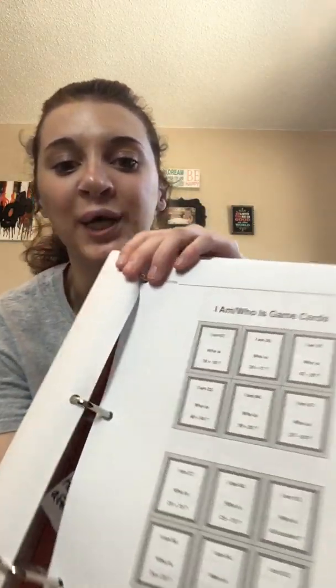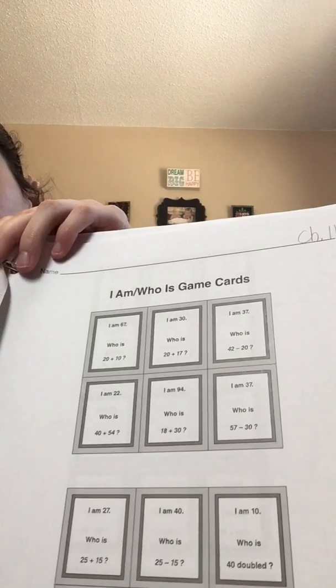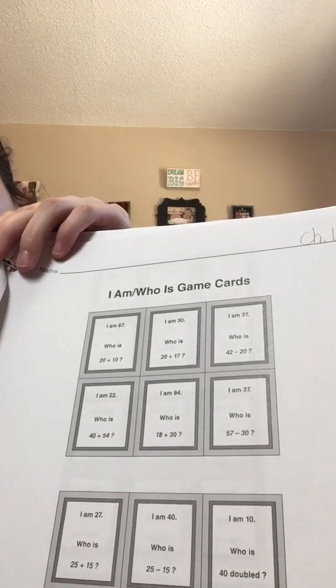Children practice their mental calculations and prepare for multi-digit computation by adding or subtracting multiples of 10 with two-digit numbers. So basically how it works is every child has one of these cards that has a number on it, and it says I am this number, who is, and then it has an equation. Kids have to solve the equation, and whoever has that number would come forward or raise their hand and say, I am 67, who is 20 plus 10, and then the next one would be, I am 30, and it just goes on like that.